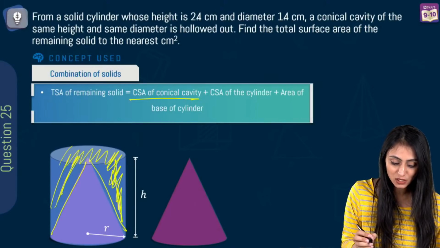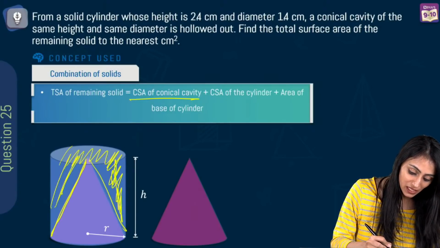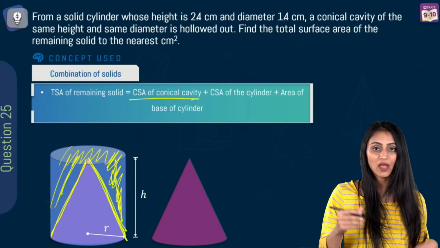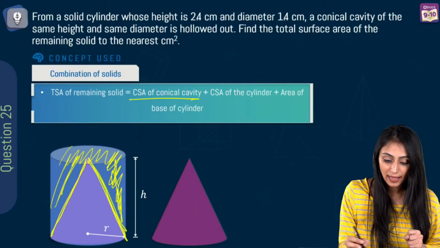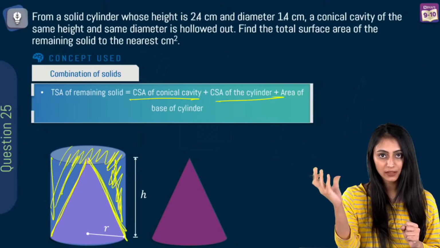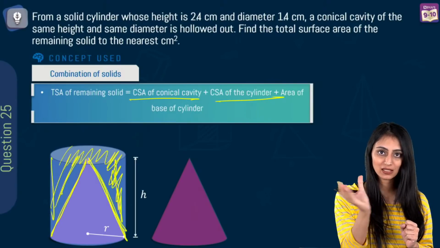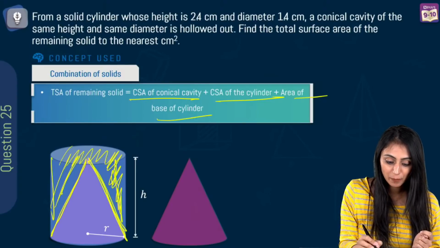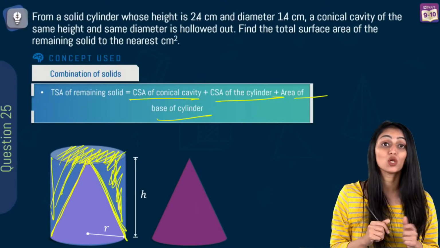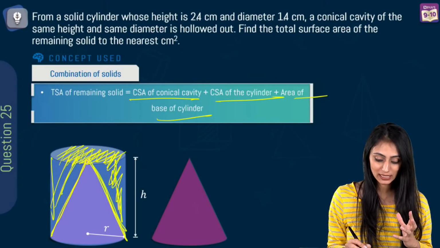So we will take the CSA of the conical cavity. Why curved surface area? Because we need the area of this shape also. When we talk about areas, we are talking about the surfaces. And then the CSA of the cylinder, to take the surface area of the cylindrical portion, right? And then the area of the base of the cylinder, this base, because this is closed from here. So we are taking all these areas.